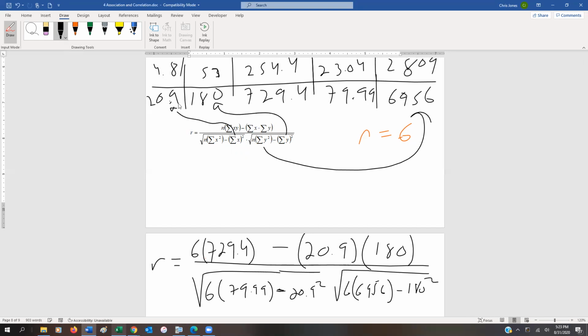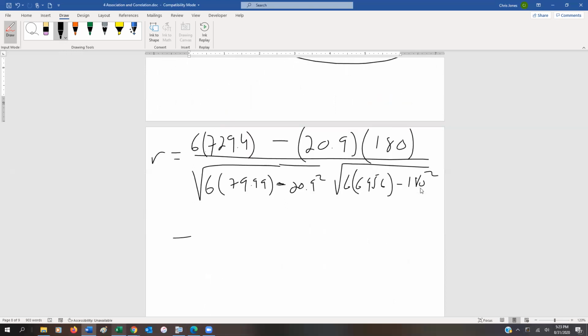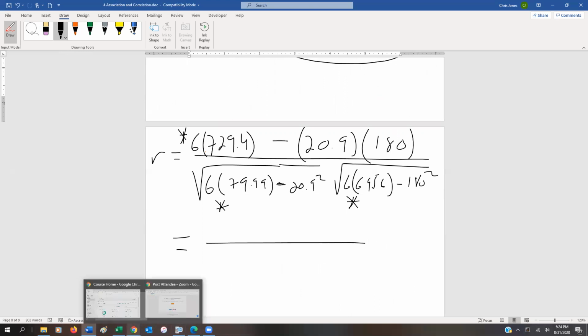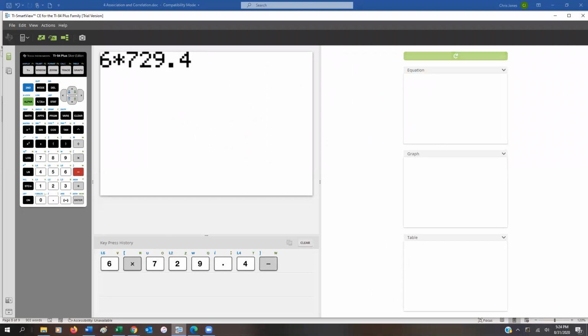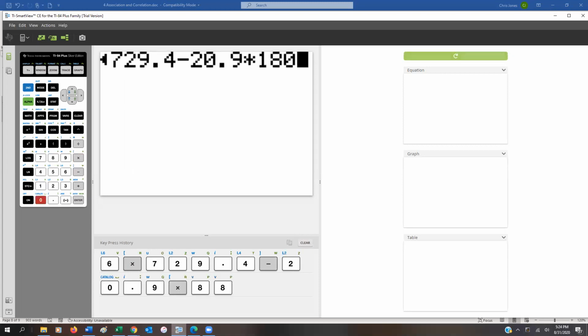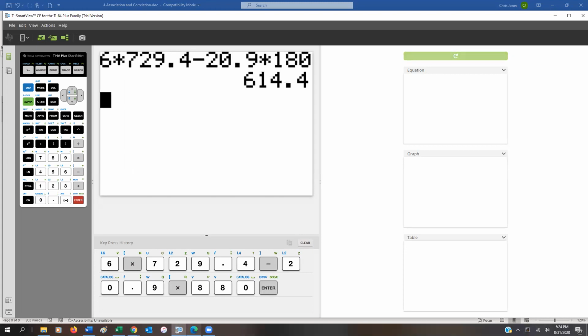All right, so now our job is to punch this in the calculator correctly. And remember the process that we do. We do the numerator, and then we take care of what's underneath of each of those radicals. We compute all of that first. So first one we're going to do is just stick everything into the calculator in the numerator. So that is going to be 6 times that 729.4, and we're going to subtract from that the 20.9, which was the sum of x, times the 180, which was the sum of y. We end up with 614.4.